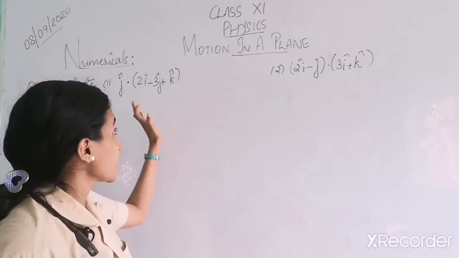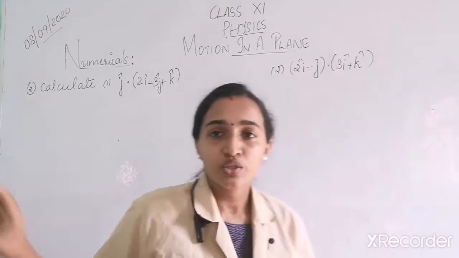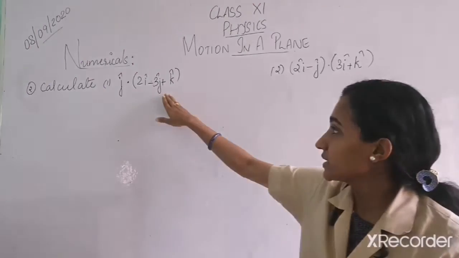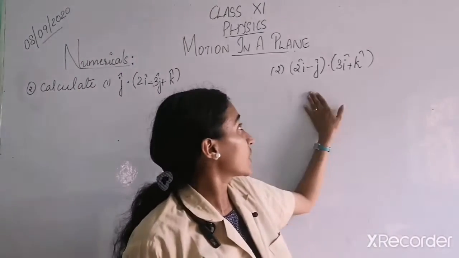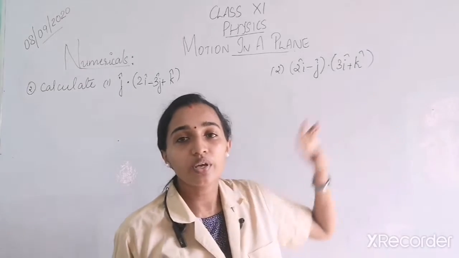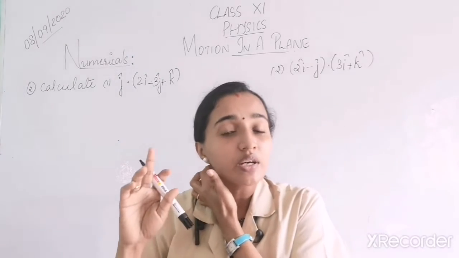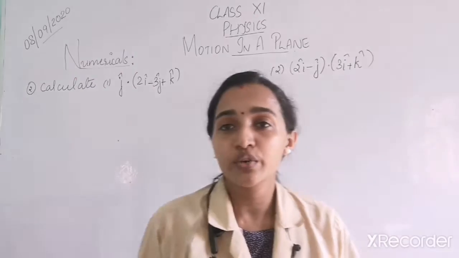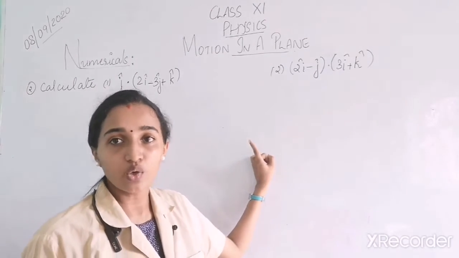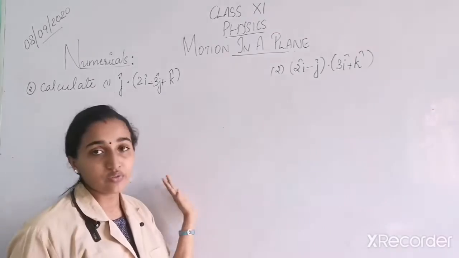Now let us come to the second question. Here I have written two questions. You have to calculate j dot (2i minus 3j plus k), and here you have to calculate (2i minus j) dot (3i plus k). Now here you have to remember the values you have learned for the scalar product of your orthogonal unit vectors. Now let us solve the first one.